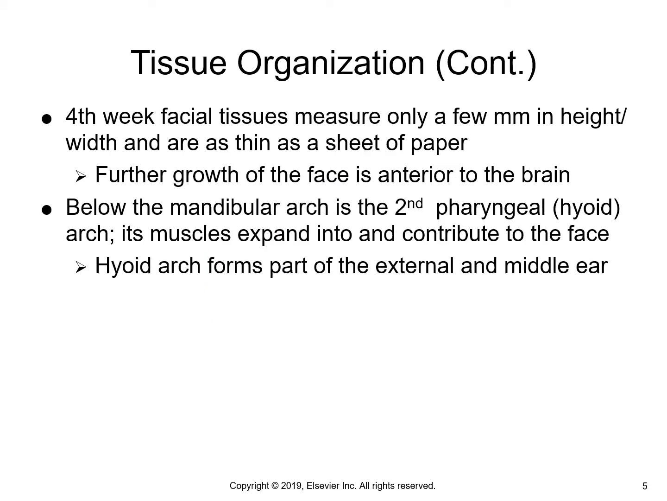In the 4th week, the facial tissues measure only a few millimeters in height and width and are as thin as a sheet of paper. Further growth of the face is anterior to the brain. Below that mandibular arch is the second pharyngeal arch, or the hyoid arch, and its muscles will expand into and contribute to the face. The hyoid arch will form part of the external and middle ear as well.